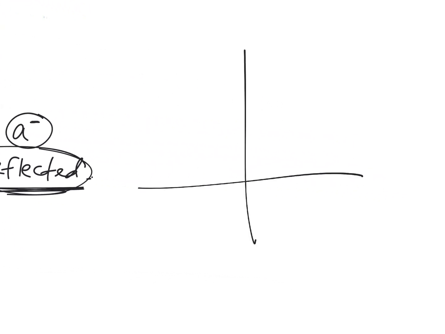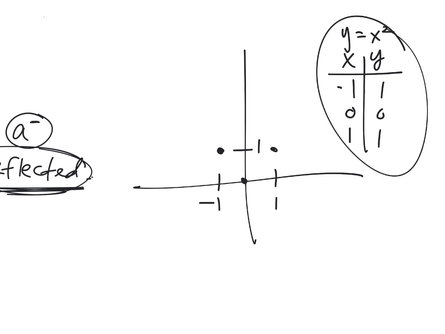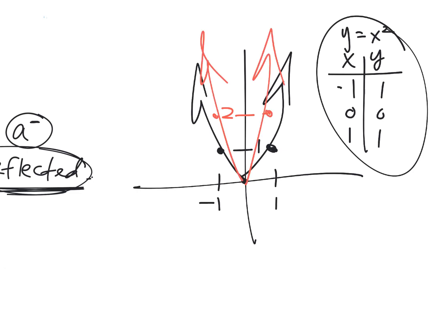So back to the parent. Negative 1, 1, 0, 0, 1, 1. These are key points to memorize for the parent quadratic when a is 1. These should be memorized. And then depending how a changes, we could have a stretch, for example, of 2. And that will be y equals 2x squared.